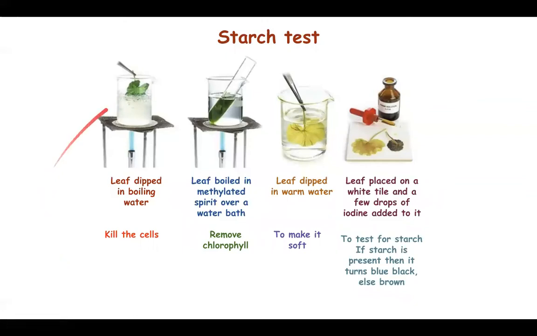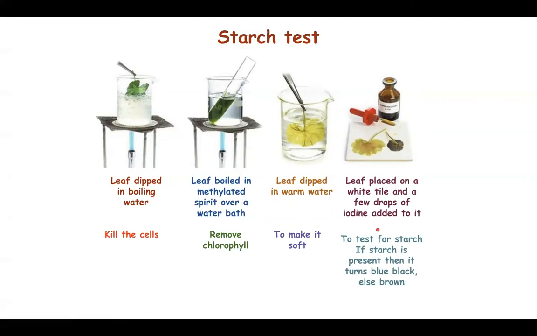So here also we will be doing the same starch test. We will be taking that leaf, dipping it in boiling water to kill the cells, heating it in a water bath in methylated spirit to remove chlorophyll, dipping it in warm water to make it soft, and finally placing it on a white tile with a few drops of iodine. The part which was exposed outside will turn blue black. The part which was inside the glass bottle will turn brown, indicating that carbon dioxide is needed for photosynthesis.